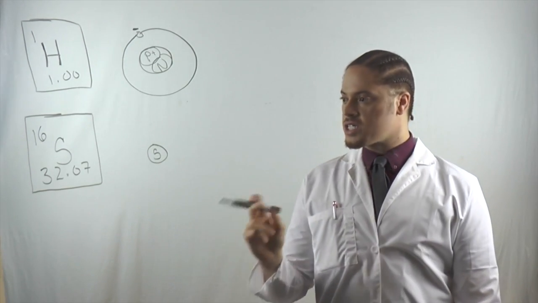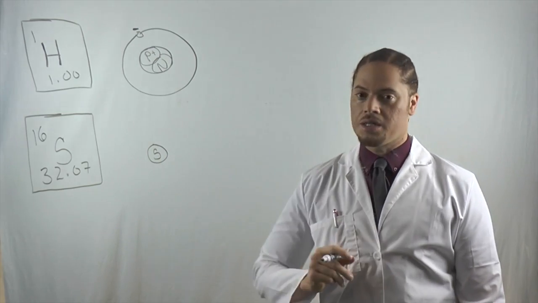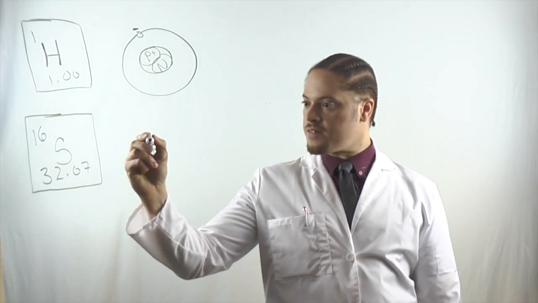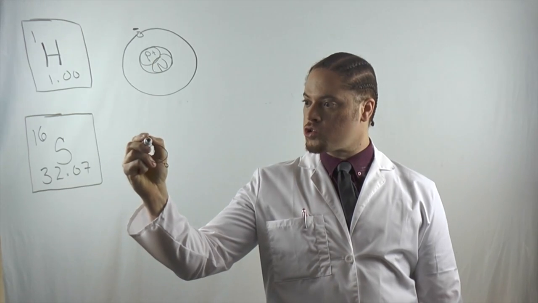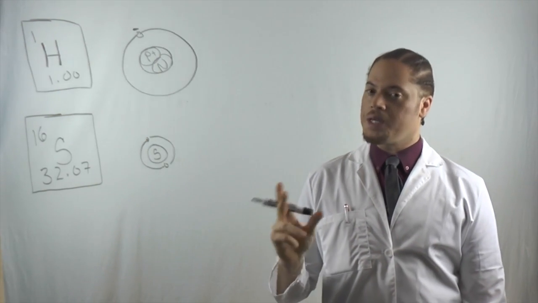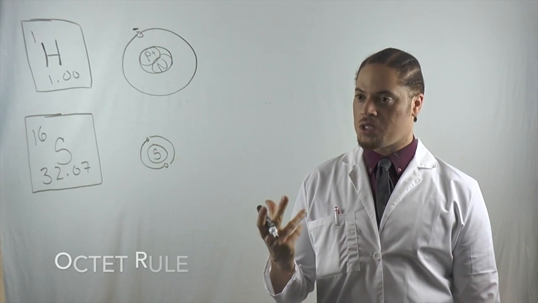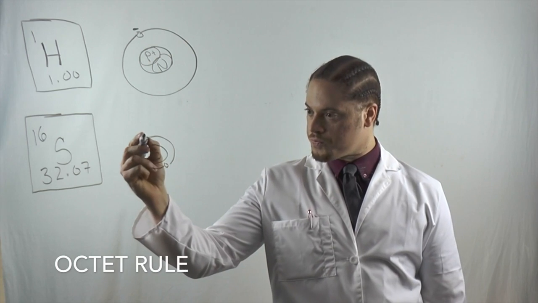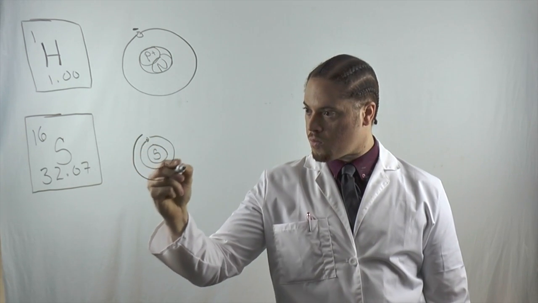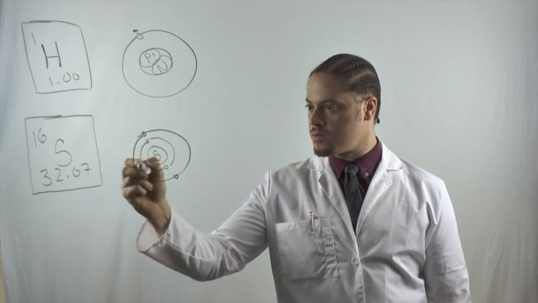Let's take a look at sulfur. It has an atomic number of 16 and a weight of 32. That first ring only has 2 electrons. Each ring after that first ring can fill up to 8 electrons. This is the octet rule. So my next ring can have 8 electrons.